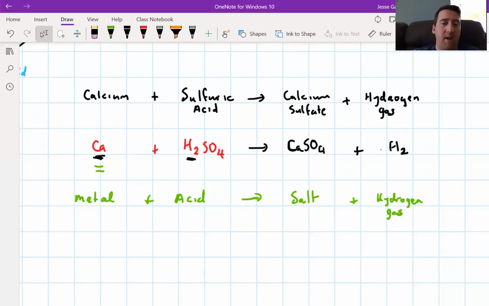Now, it wouldn't be that efficient of a way because you're using up all your metal and it's gone then. So you'd have to keep adding more metal, more acid, more metal, more acid. If you want to produce hydrogen on a large scale, this would be very limited. So there are other ways you can produce hydrogen which will be more efficient than this, but you could do it like this. Now, as you can see here, the hydrogens from the acid have been replaced by the calcium.